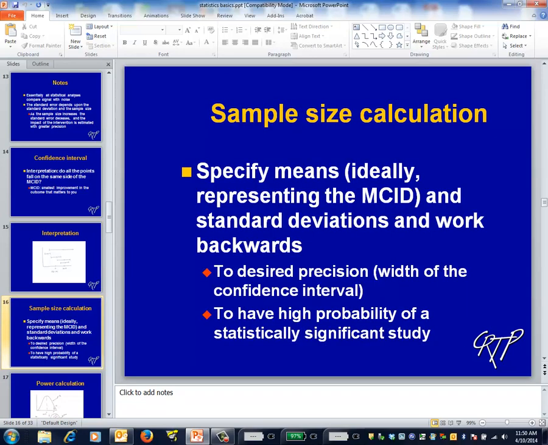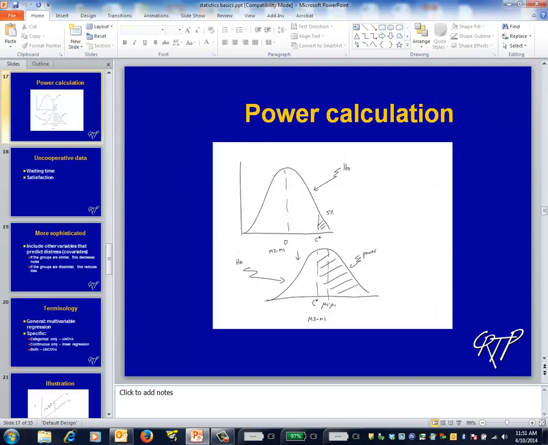To estimate sample size, work backwards. This usually involves specifying means and standard deviations. One way to proceed is to specify how narrow the confidence interval needs to be. This is a function of the standard deviation and the sample size. Another way to proceed is to determine how large the study must be in order to declare statistical significance, assuming that the QI intervention works.